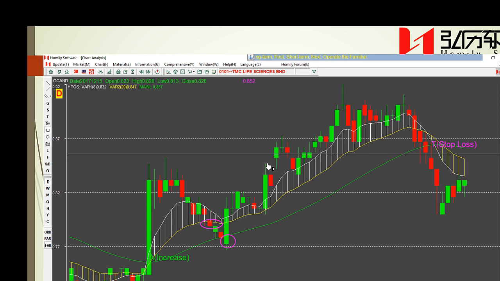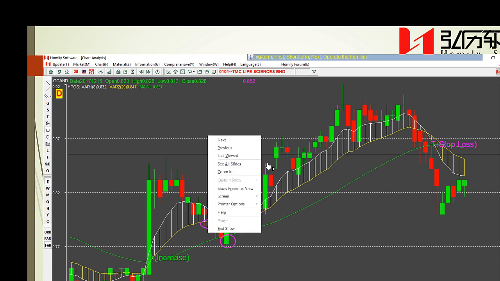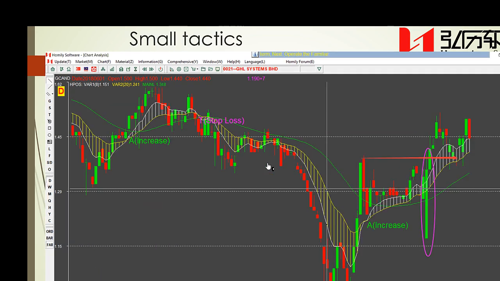But this one is not the same. This situation is not the same. We can see here, if we see the previous, the yellow line is turning down, right? We see from the last one, we can see what's the difference. What's the difference?